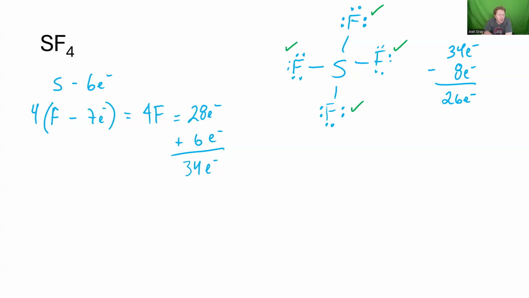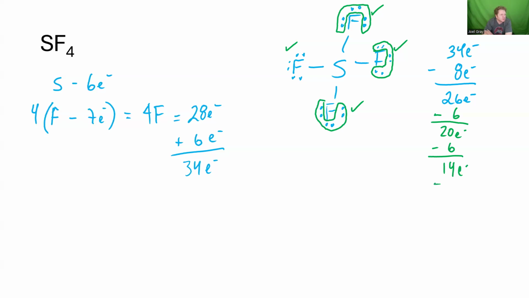And now what I'm going to do is subtract the electrons that I just drew. So I just drew those 6 electrons. Minus 6 is 20 electrons. Okay, now I just drew these 6 electrons. Minus 6 is 14 electrons. Then these 6 electrons minus 6, we're looking at 8 electrons. And then here's 2, 4, 6 electrons minus 6. And I'm down to 2 electrons.